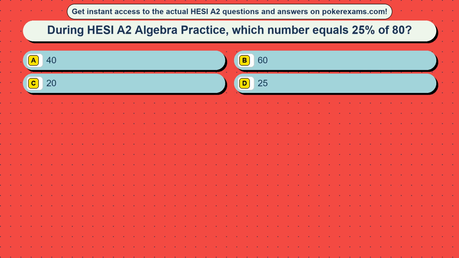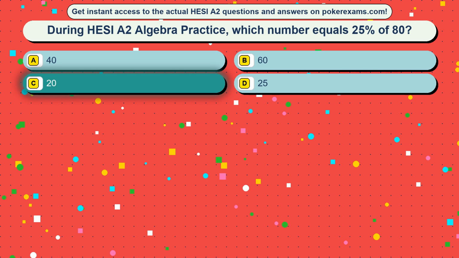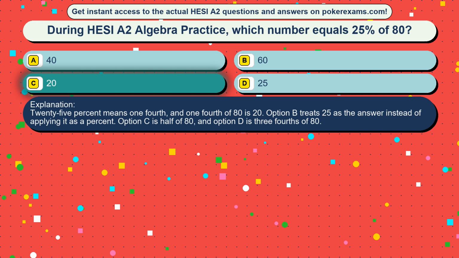Question 31. During HESI A2 Algebra Practice, which number equals 25% of 80? Option A, 40. Option B, 60. Option C, 20. Option D, 25. The correct answer is option C, 20. 25% means 1/4, and 1/4 of 80 is 20. Option D treats 25 as the answer instead of applying it as a percent. Option A is half of 80, and option B is 3/4 of 80.